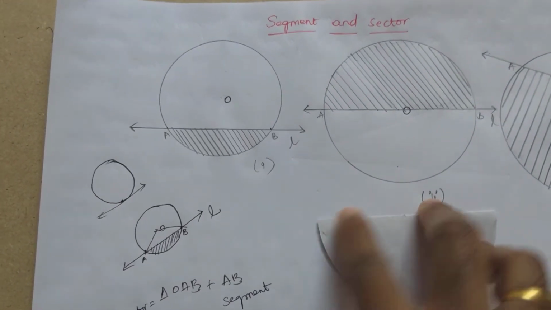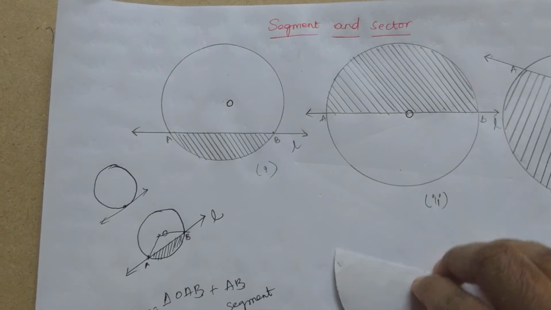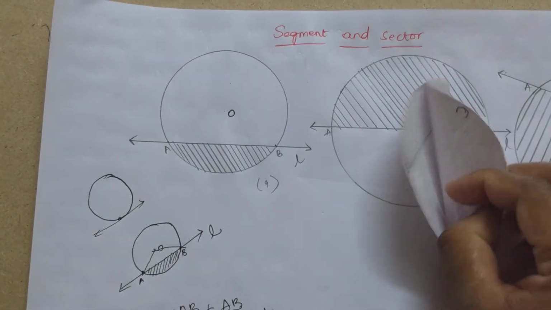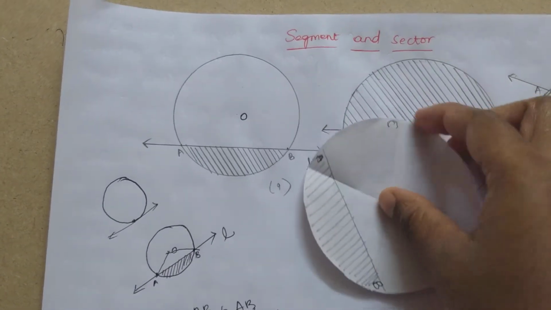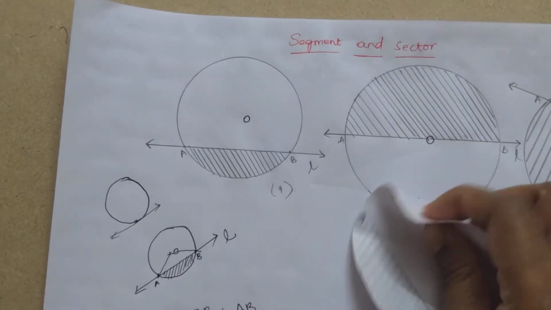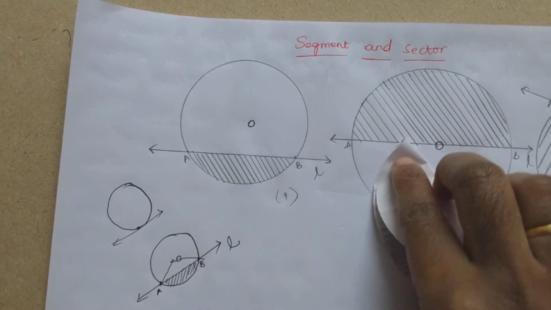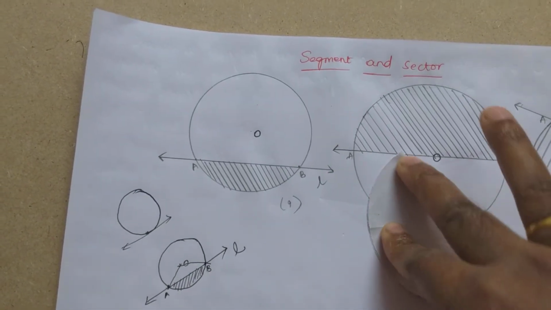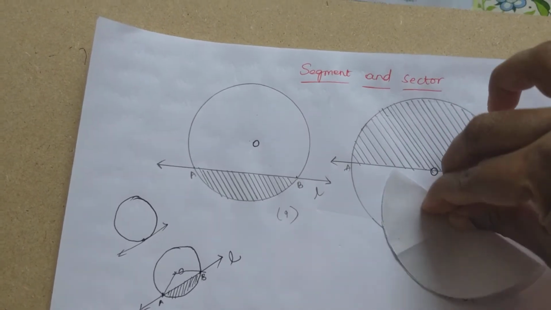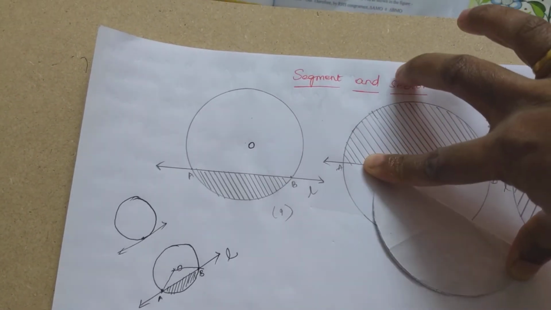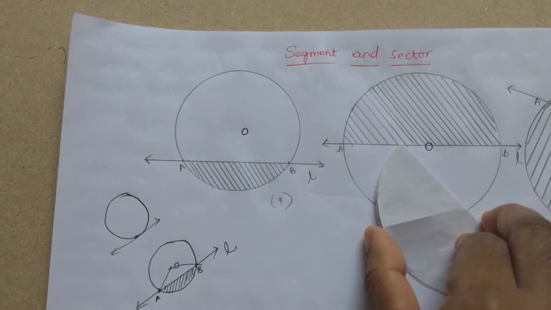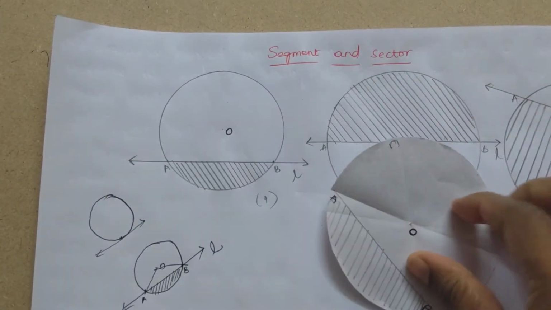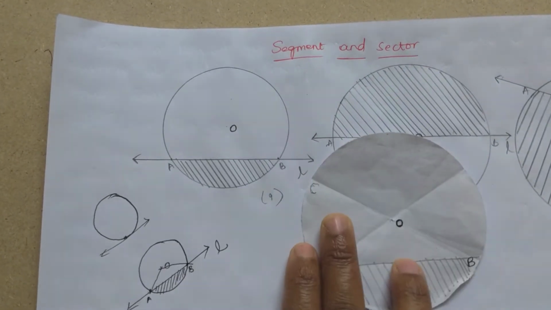Yeah, you can see here. Just a minute, I will show you. You just need to put it into two equal halves. I am dealing with a single hand, so it's a bit difficult for me, but you can do this practically. Now it's clear, right?